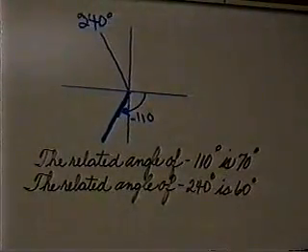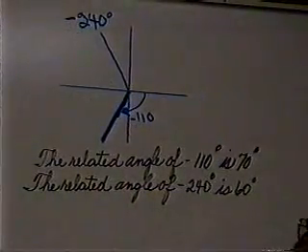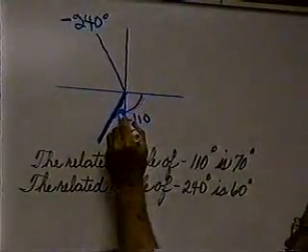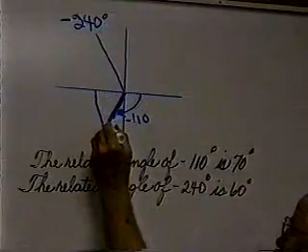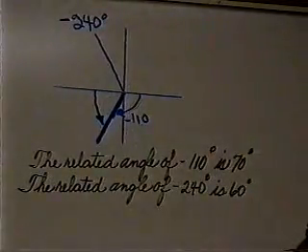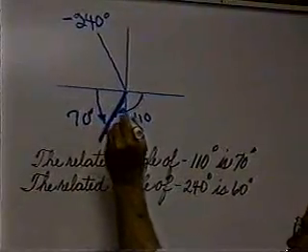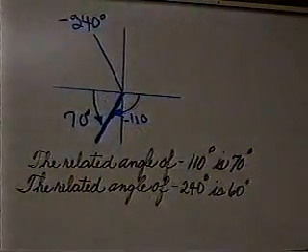Now what do we do about negative angles? Well, it's the same thing. How far are they from the x-axis? So minus 110 is going this way 110 degrees. Well, that's still how far it is from the x-axis, which would be 70 degrees, 180 minus 110.